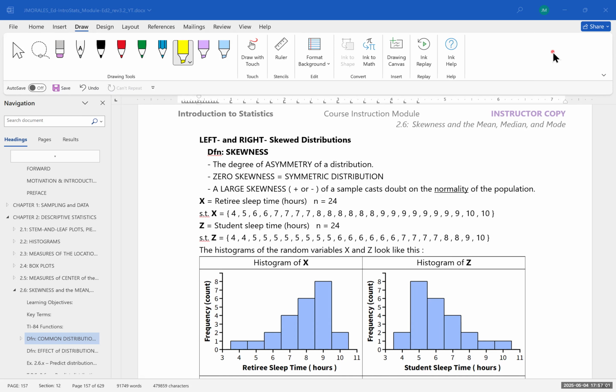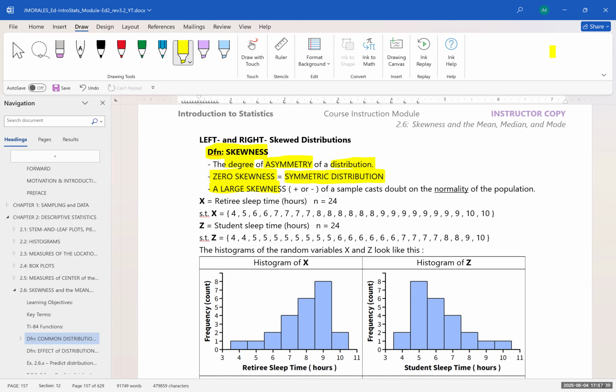All right, there's another definition for the shape of skewed distributions, and that is skewness. Skewness is the degree of asymmetry of a distribution. Symmetry means it has mirror imaging. Asymmetry means lack of symmetry. If something has zero skewness, then it's a symmetrical distribution.